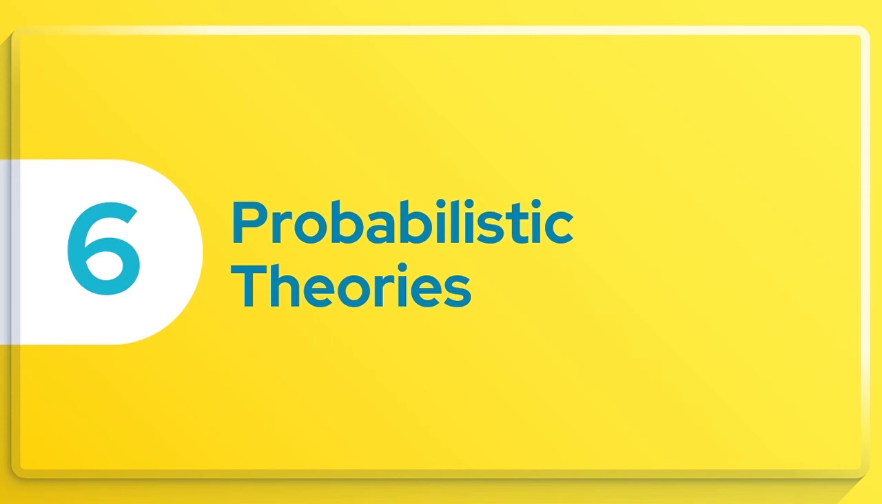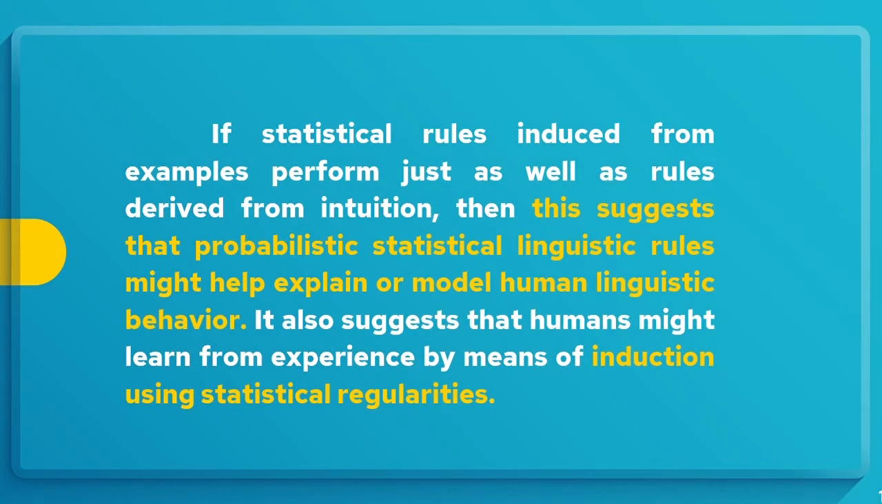Sociolinguists in particular have argued that the variability of linguistic performance is systematic, predictable, and meaningful to speakers of a language. If statistical rules induced from examples perform just as well as rules derived from intuition, then this suggests that probabilistic statistical linguistic rules might help explain or model human linguistic behavior. It also suggests that humans might learn from experience by means of induction using statistical regularities.